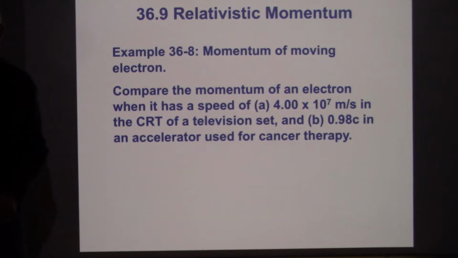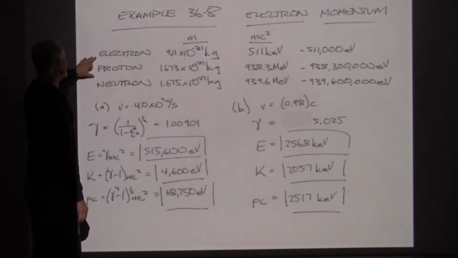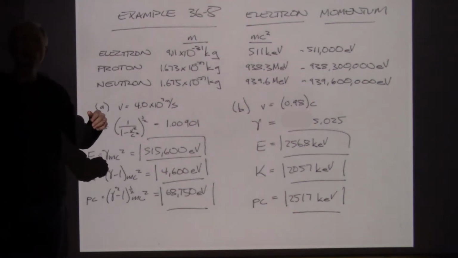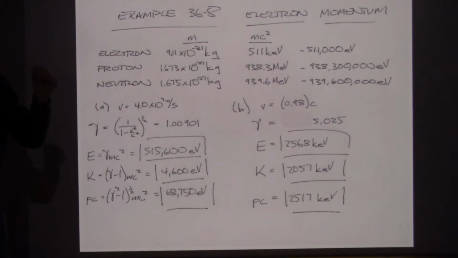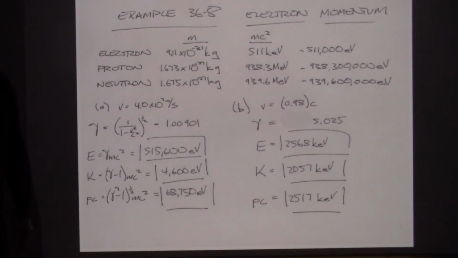Here is a moving electron. I'm just going to jump ahead right to the slide here. So here's an electron, proton, neutron. This seems like a good time to go through some basic properties of electrons, protons, and neutrons, because we're going to run into these guys a lot over the rest of many weeks of this semester.